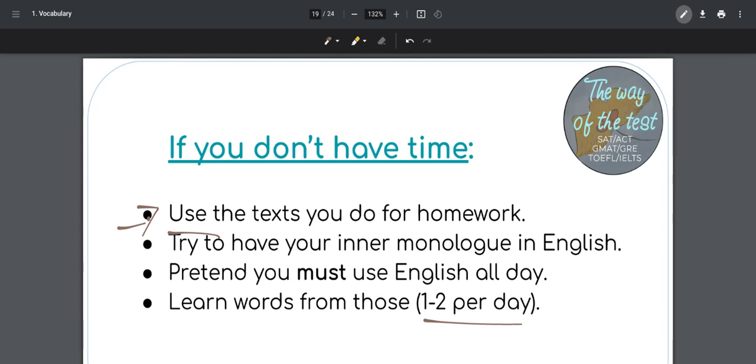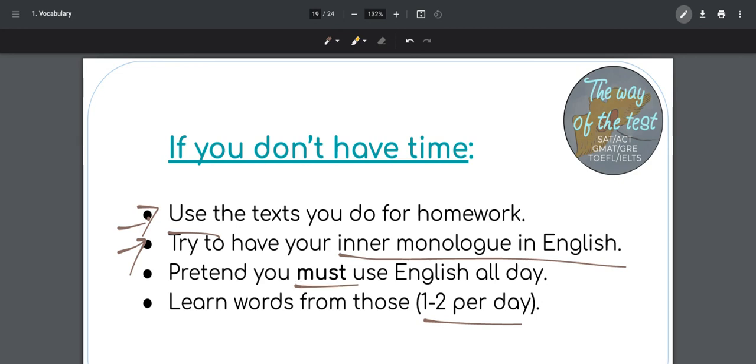If English is not your native language, you also want to try to have your inner monologue in English. So we all have an inner monologue. Well, I recently read that not all of us do, but if you do have an inner monologue, you're going to have it in English. You're going to try to explain your day, your complex thoughts, the conversation that you have with your best friend in English, and pretend you must use English every day.